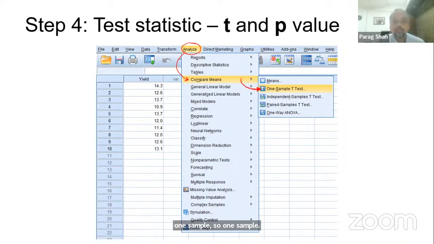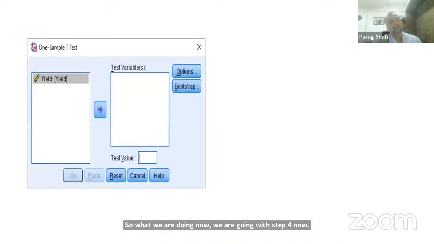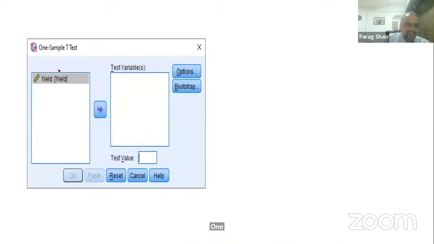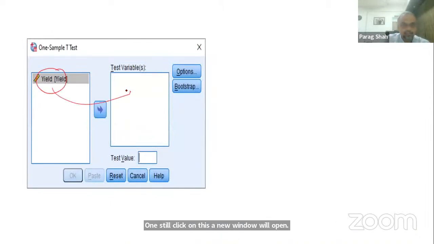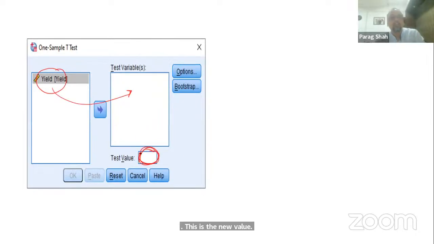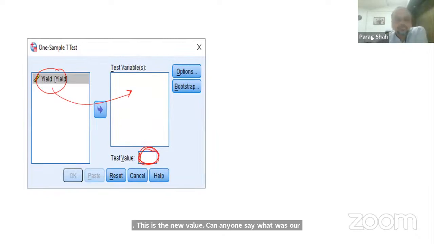So what we are doing now, we are going with step 4 now. Once you click on this, a new window will open. Take this yield as the test variable. This is the mu value. Can anyone say what was our null hypothesis? Can anyone remember what was our null hypothesis?